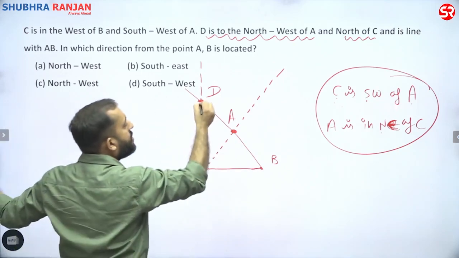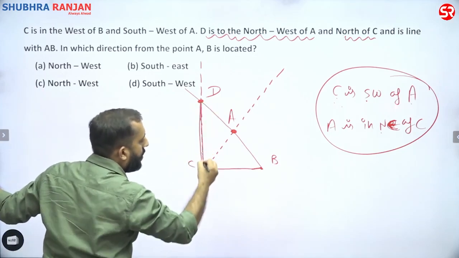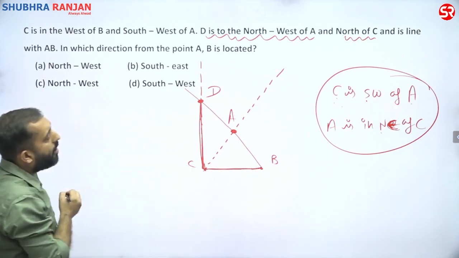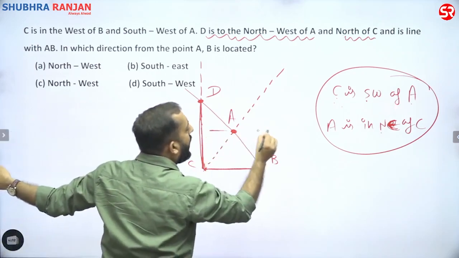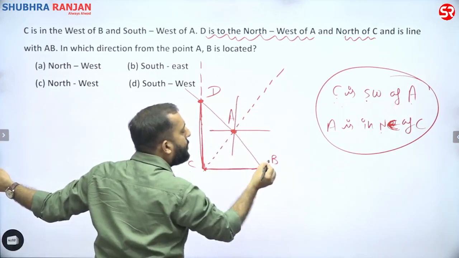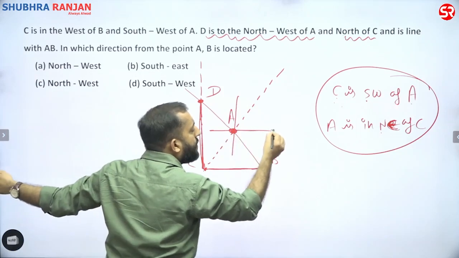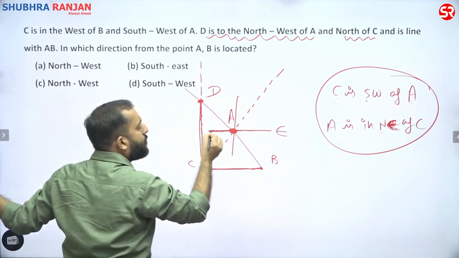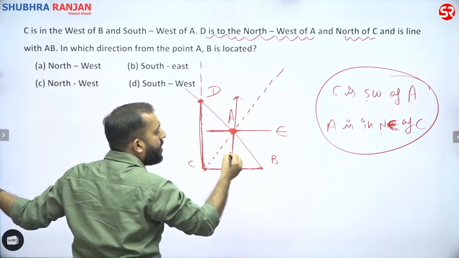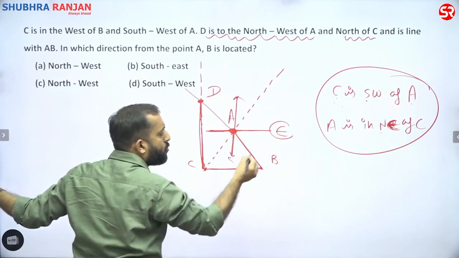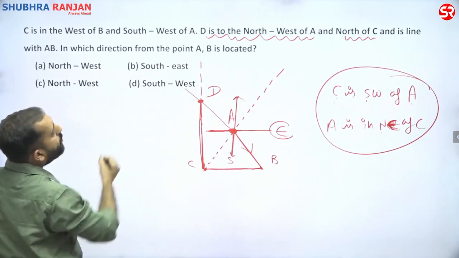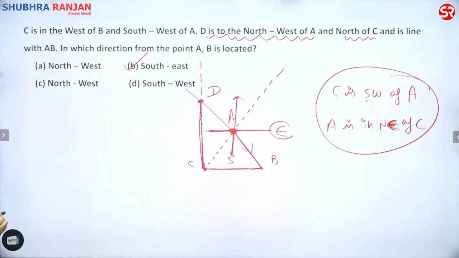Okay, so this is your diagram here. Clear? Now, in which direction from the point A is B located? With respect to A, we want to find out the position of B. With respect to A, forward is east, backward is west, upward is north, downward is south. This point B is lying between east and south, so it should be southeast. Option B should be the answer. Am I clear, guys?